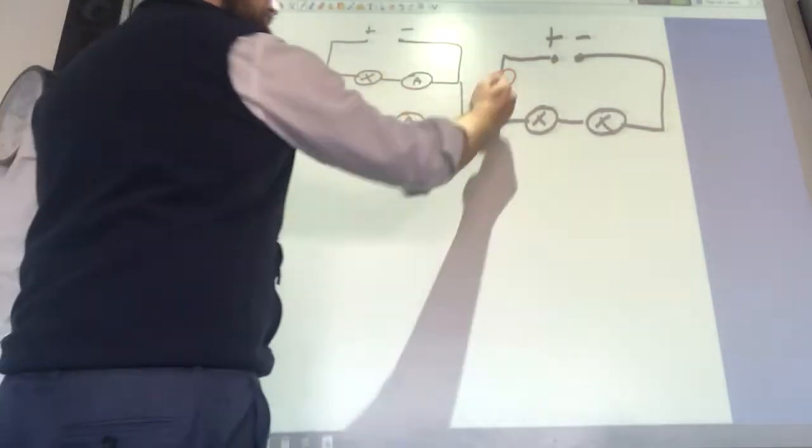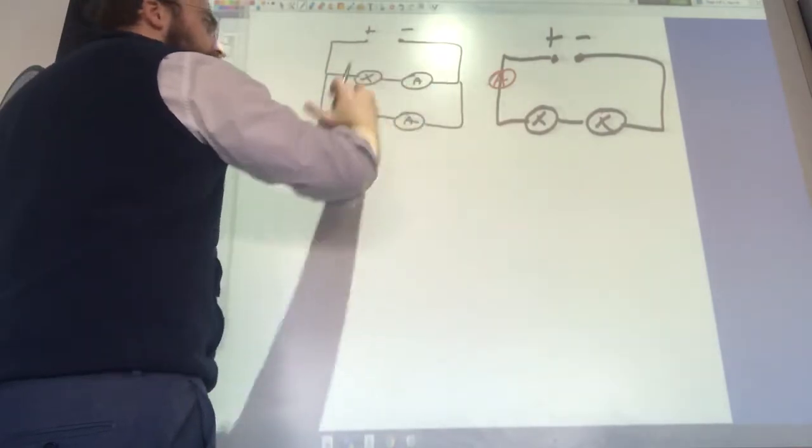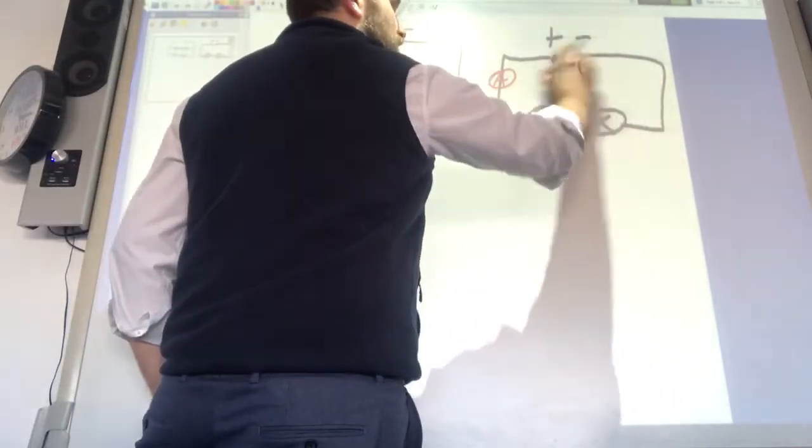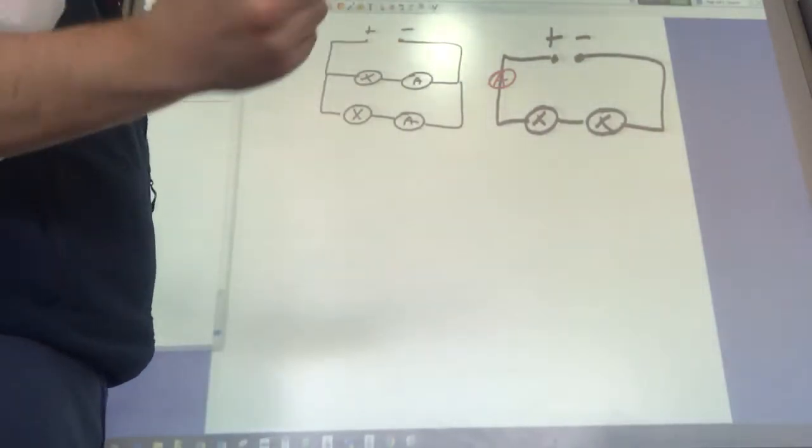Bulbs, ammeters, ammeter, bulbs. This is a parallel circuit because we've got two loops in our circuit, and this is a series circuit because we've only got one loop. I'm going to write down the rules and then I'll explain them one by one.